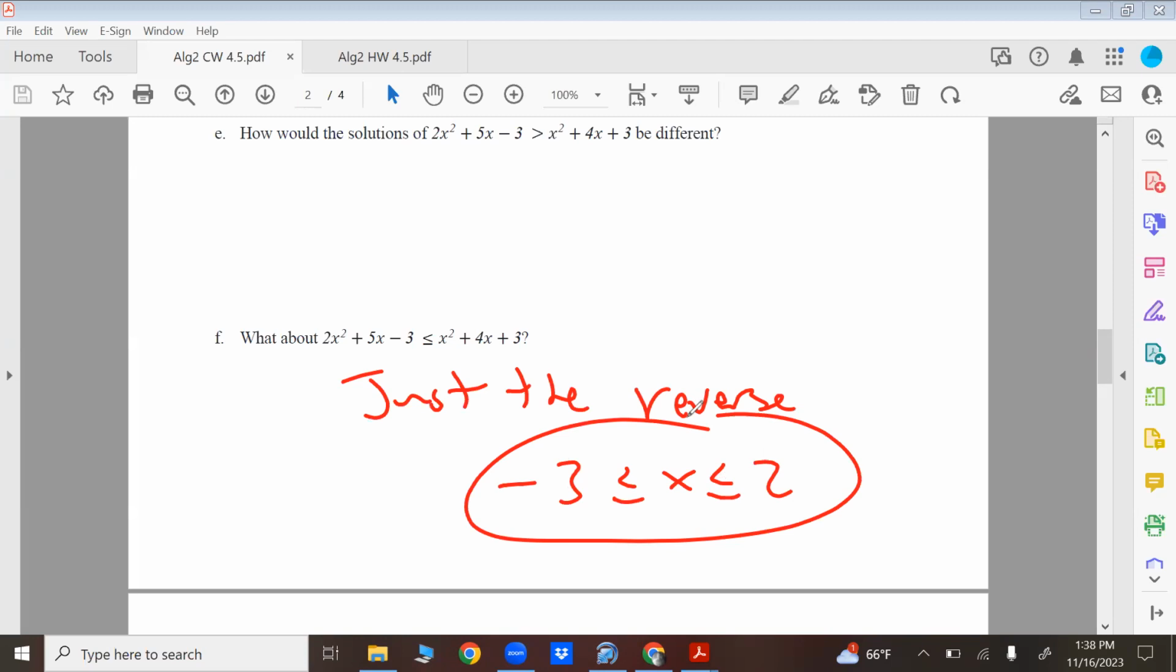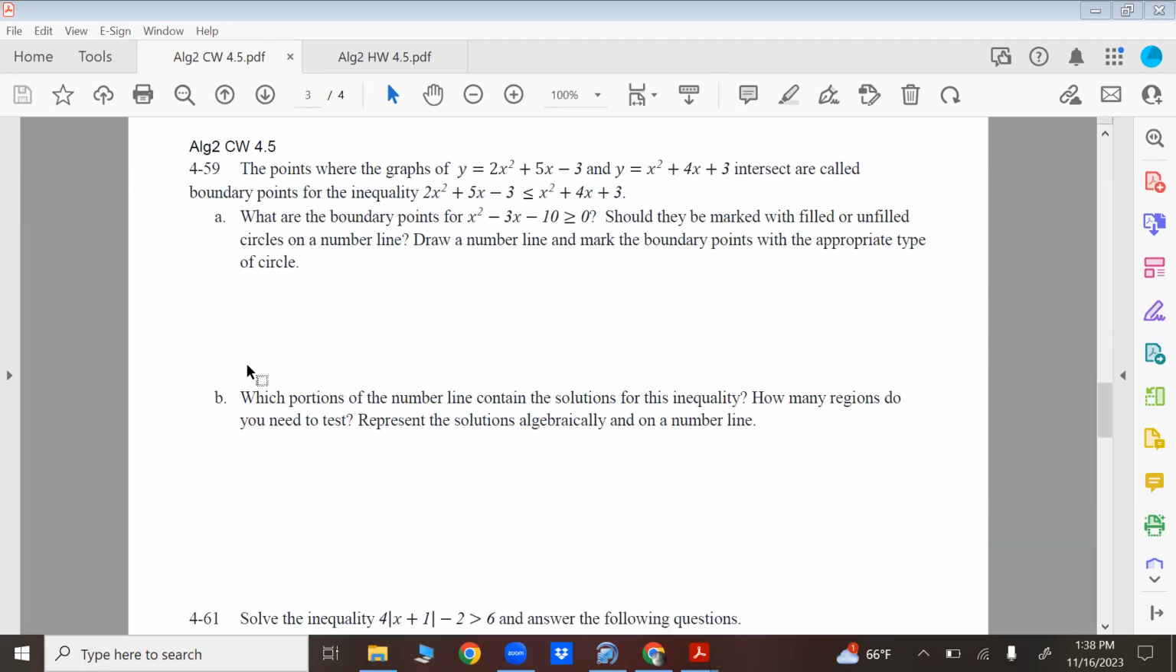I'll give you guys a little bit of a push here, and then we'll do one more problem, then we're done. We're doing great here on time. Let's keep moving. All right, so for 459, same graphs, right? They intersect. We call them the boundary points for the inequality. So where are the boundary points for that? Well, let's factor that, right?